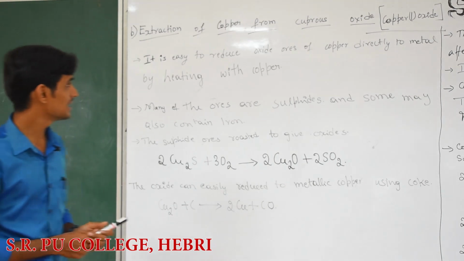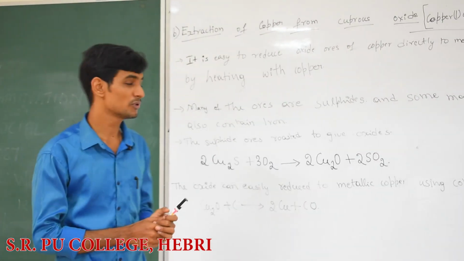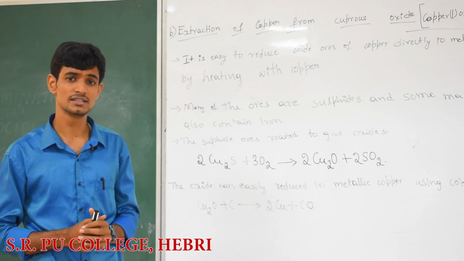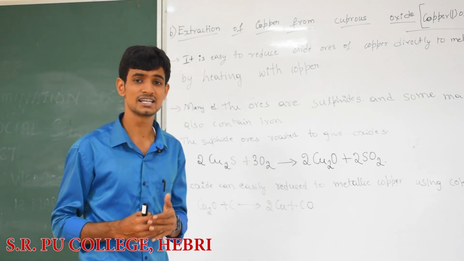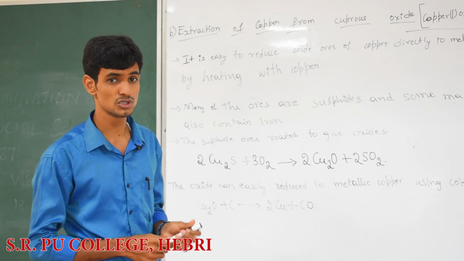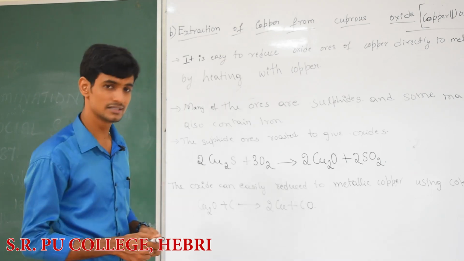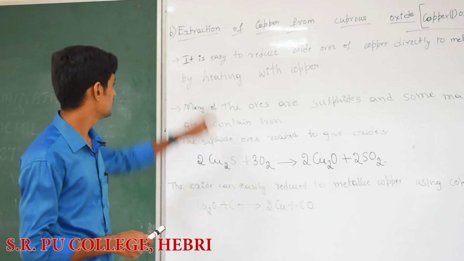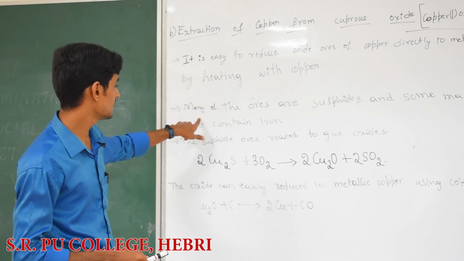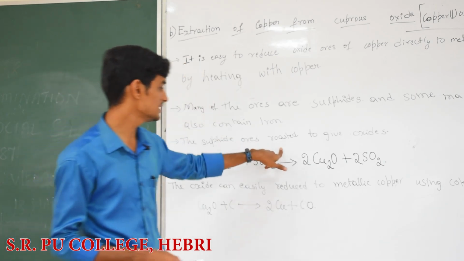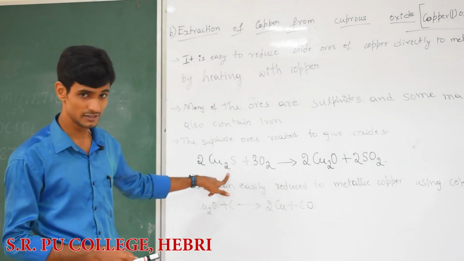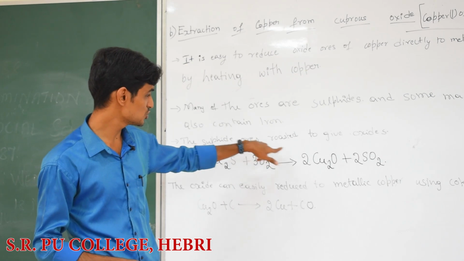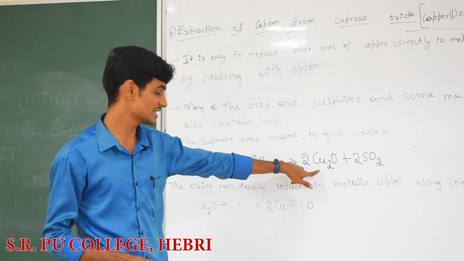So first we will look into copper oxide. As you know, copper ores are majorly sulfide ores. After the concentration process, these sulfide ores are directly roasted. So this is a sulfide ore which we have here. Then they are roasted, so you will get oxides.